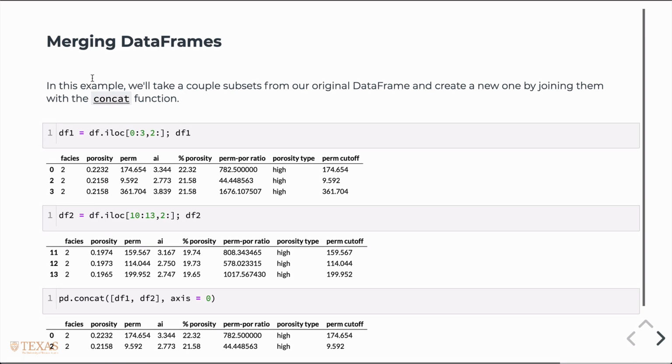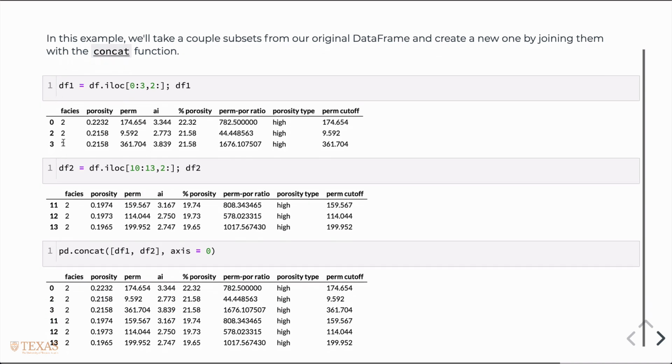We can also merge data frames. So in this case, we're going to take 2 selections from our original data frame with iloc, and we're going to call those df1 and df2. Again, it's just the first 3 rows of the data frame, and from index 2 on to the end for the columns. For df2 it's similar, except now we're just taking rows 10 to 13.